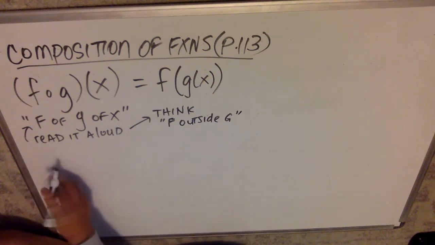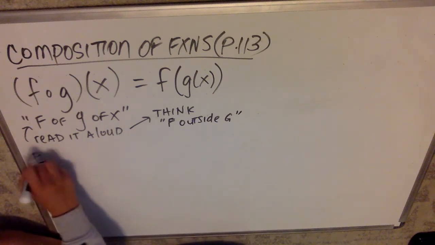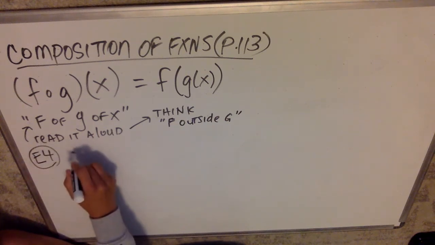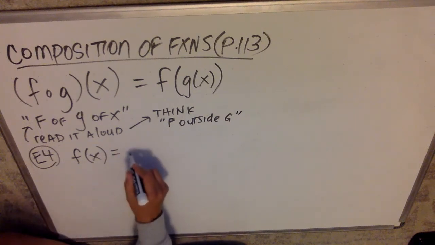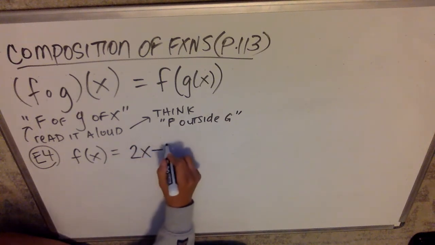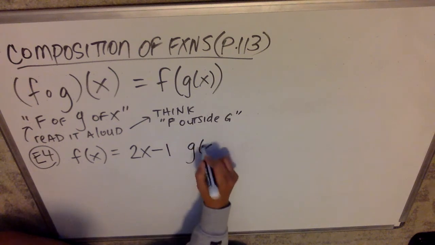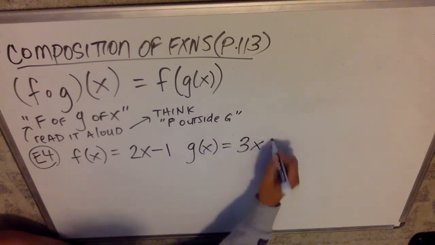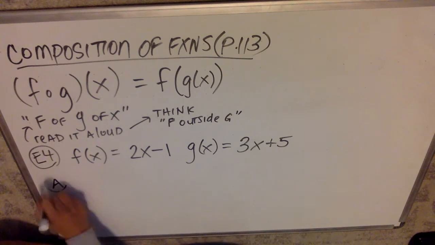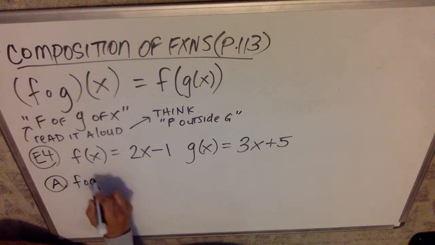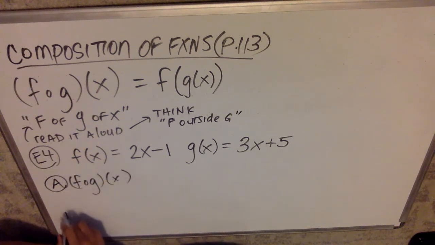So we're going to walk through an example. In example 4, I'm going to give you f of x equals 2x minus 1. I'm going to give you g of x equals 3x plus 5. So what we're going to do now is find f of g of x and g of f of x. So we're going to find f of g of x. We're going to find g of f of x.